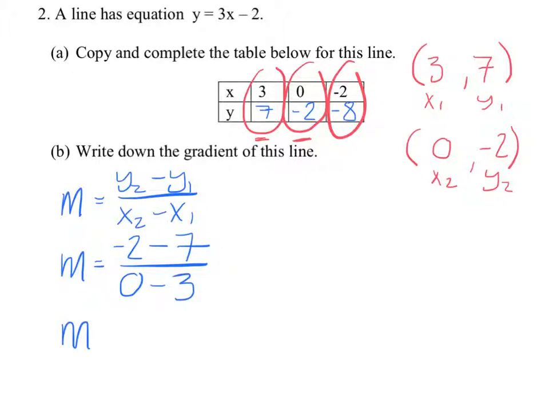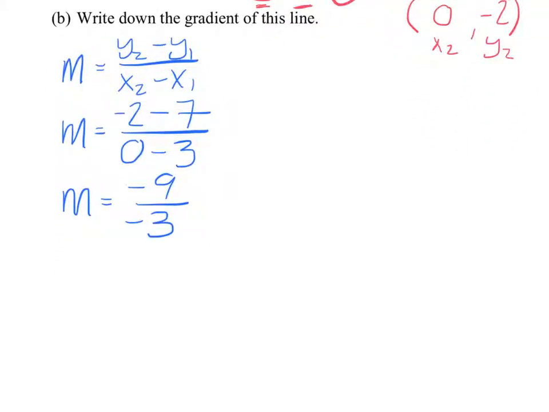So that gives us m equals negative 2, take away 7, which is negative 9, divided by 0, take away 3, which is negative 3. So we now have a negative divided by a negative, which means the answer will be positive, and 9 divided by 3 is 3. So the gradient of the line is equal to 3, and that's our answer.